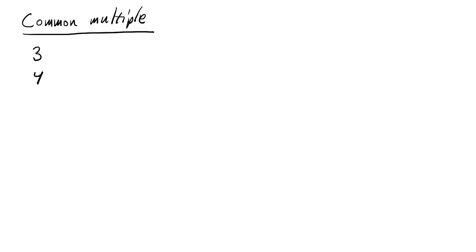We can also talk about common multiples. What is a common multiple of two numbers? For example, if I have the numbers 3 and 4, what common multiples do I have? What is a multiple of 3? A multiple of 3 is 3 times 1, 3. 3 times 2, 6. 3 times 3, 9, and so on.